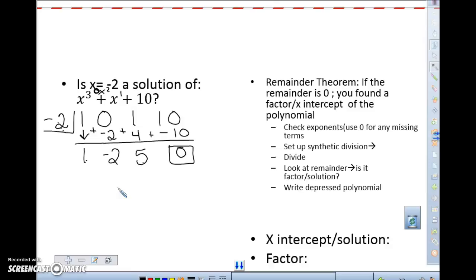I started with a cubic, so our answer is going to be what degree? Down. Go down. X squared. We're going to go down, not up. Okay, that's all right. All right, so 1x squared minus 2x plus 5.